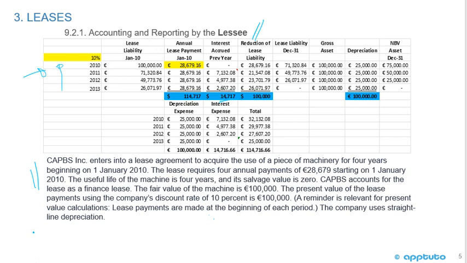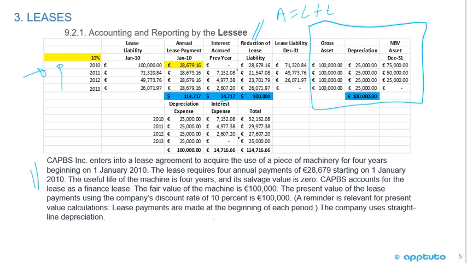A reminder that is relevant for the present value calculations: lease payments are made at the beginning of each period. The company uses straight line depreciation. Okay, so up here we have a little bit of a table, and I'll just cross it off. We'll start first with the easiest part. So it's a finance lease, so the lessee is going to take the asset on the books.